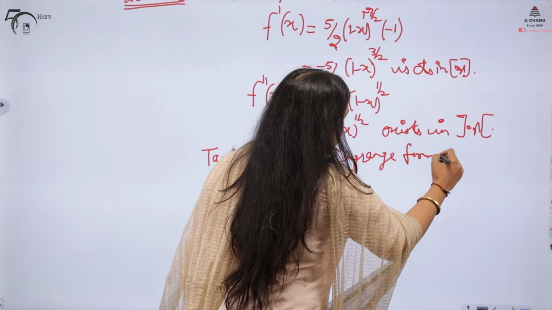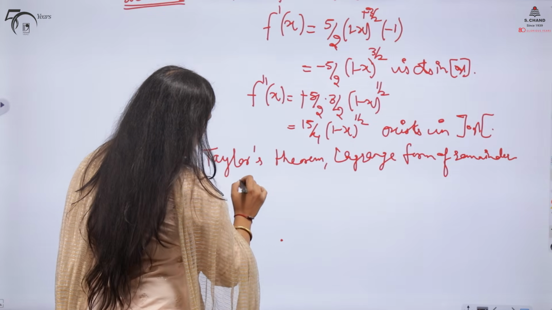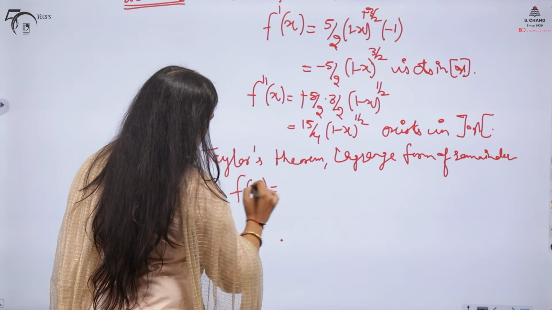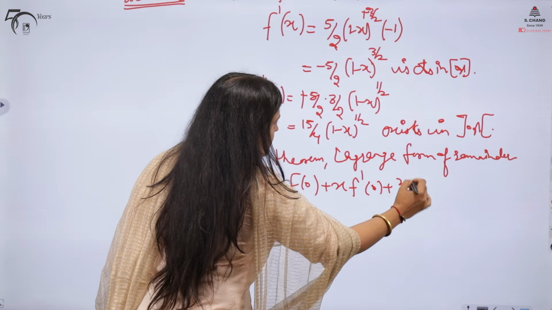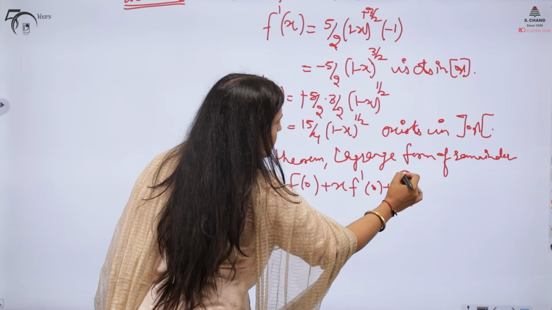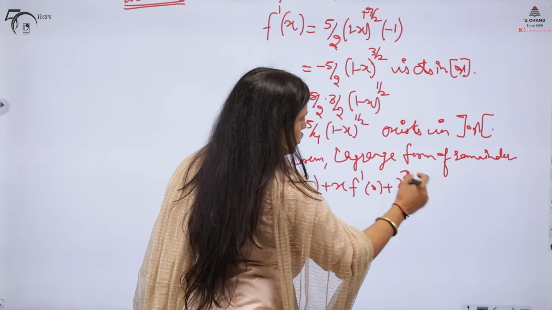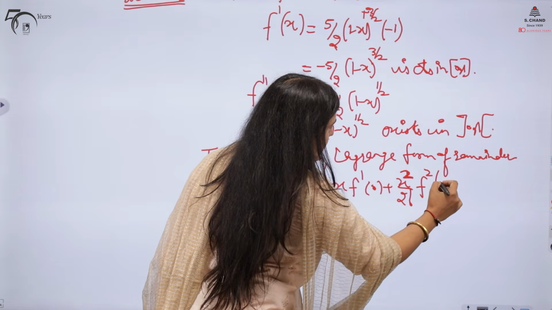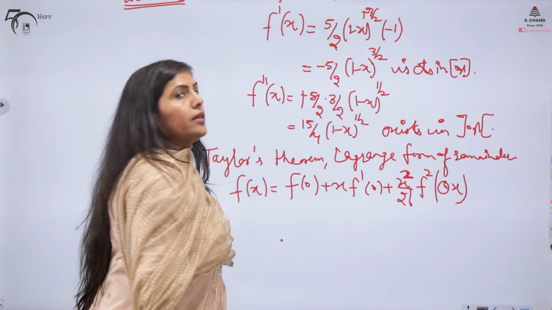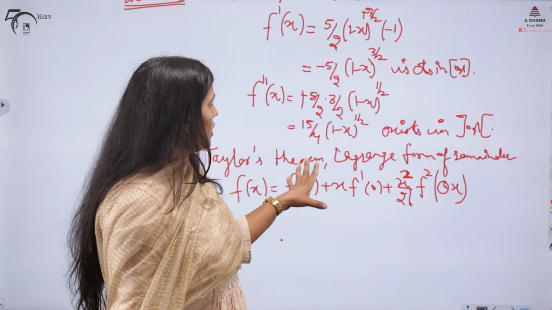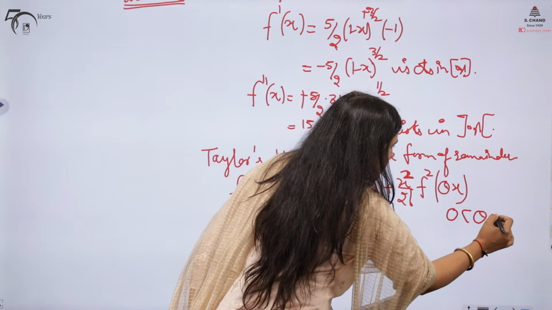Lagrange form of remainder. It is not up to n terms. So what was the form? f(x) equals f(0) plus x f dash(0) plus x square by 2 factorial, since this is up to 2 means you stop your expression at power 2, and the second derivative f double dash at theta x. So this is the theorem up to degree 2. This is the statement, and now what exactly is theta lying between? It is lying between 0 and 1.